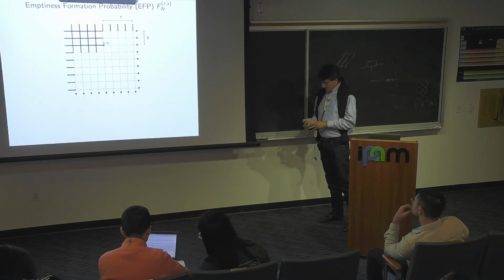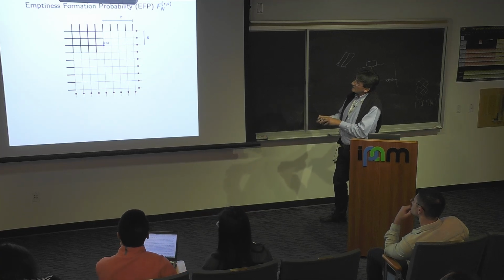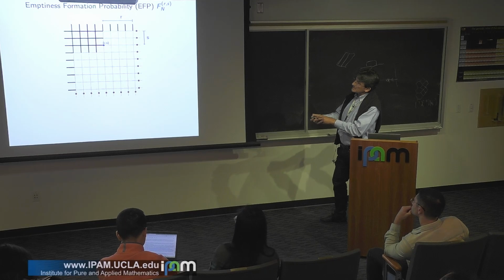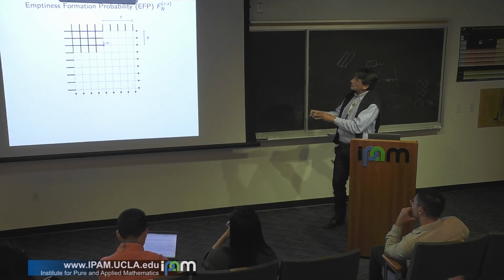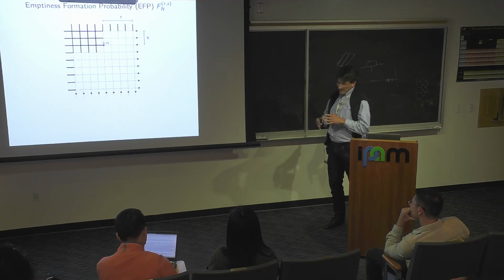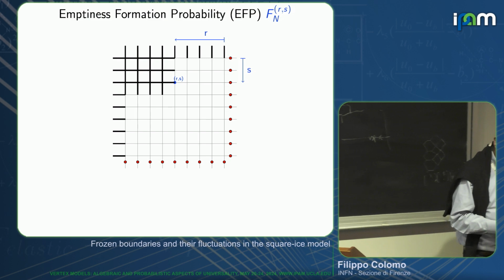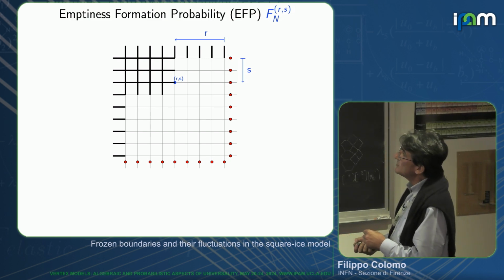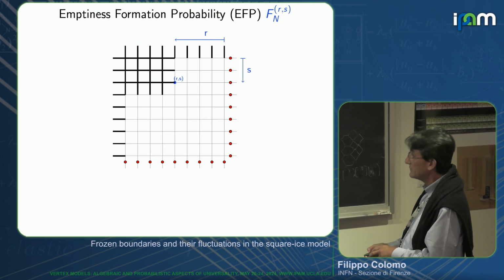And this quantity is quite interesting because you can see that if R, S are very close to this corner, you expect to have probability 1, and if R, S goes inside the disordered region and the arctic curve, this will drop to 0. In the scaling limit, you expect a stepwise behavior in correspondence of the arctic curve, and so this is a useful quantity to determine the arctic curve, and this is actually how it was done.